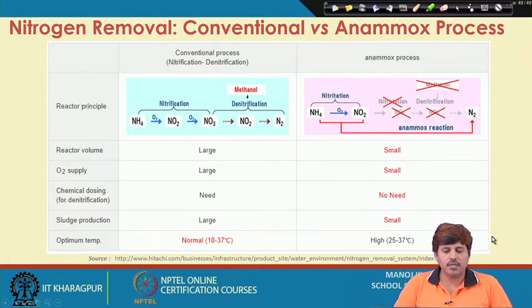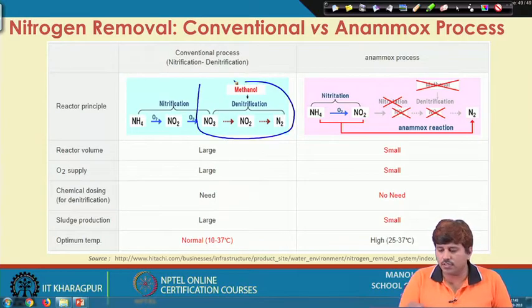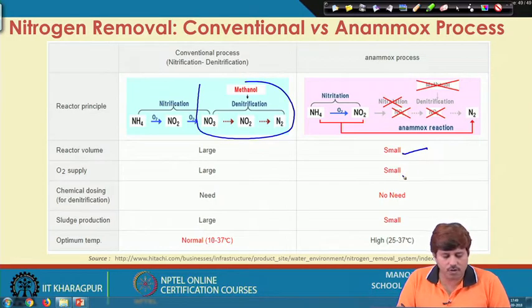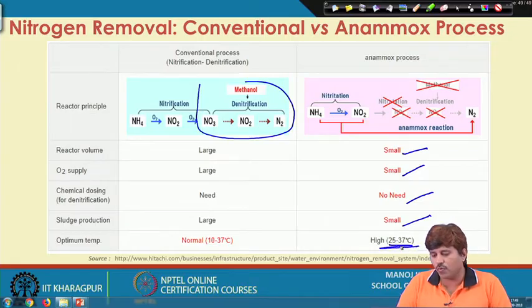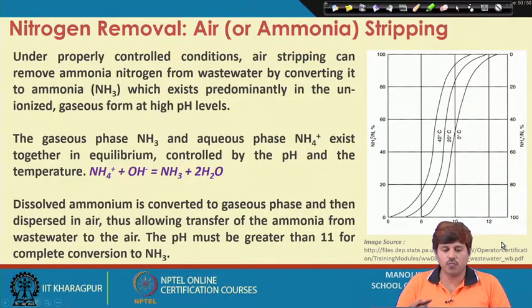If we compare, these typical steps are gone here, as you can see in the Anammox process. The reactor volume becomes small, the oxygen requirements become small, we do not need any further chemical dosing like methanol or those kinds of things, sludge production is small, okay, and the optimum temperature, this works at 25 to 37 degrees Celsius. So, temperature control is essential, it cannot work in a very cold climate.